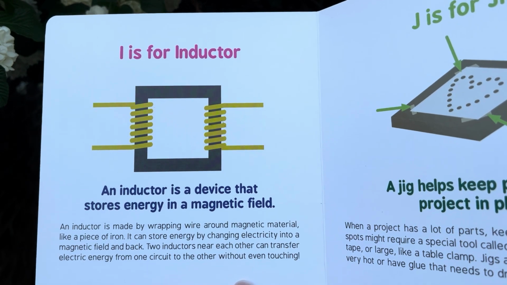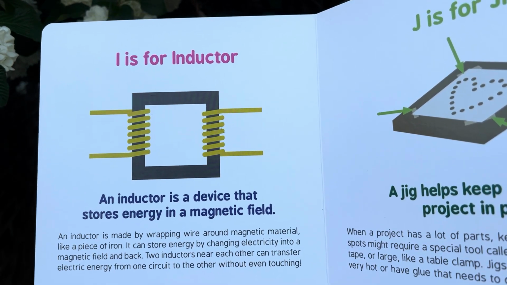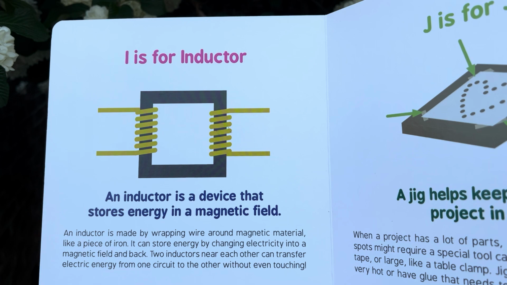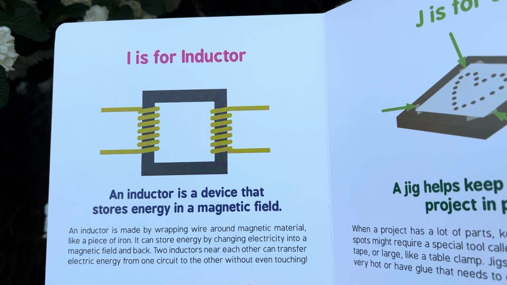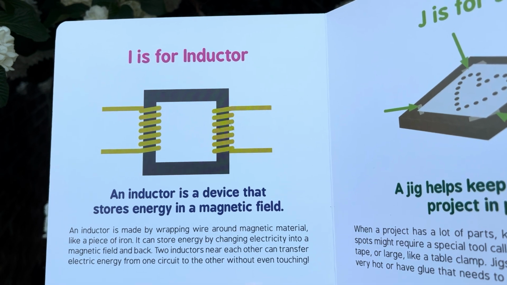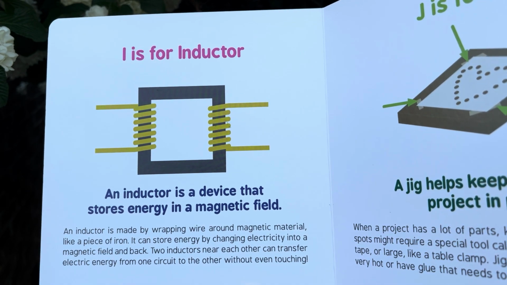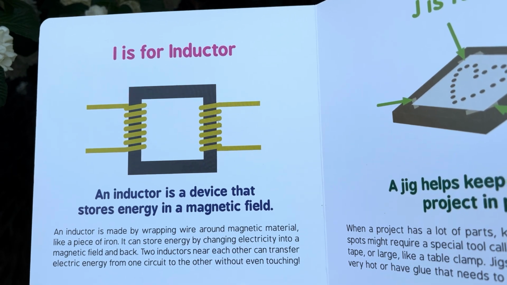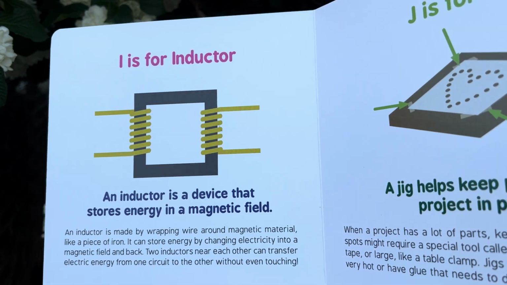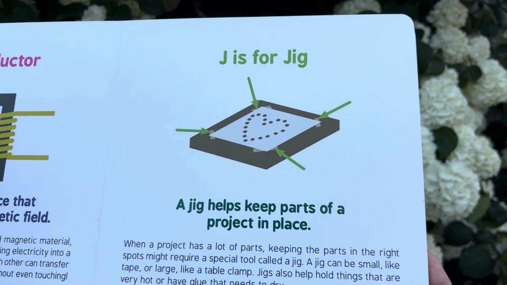I is for inductor. An inductor is a device that stores energy in a magnetic field. An inductor is made by wrapping wire around magnetic material, like a piece of iron. It can store energy by changing electricity into a magnetic field and back. 2 inductors near each other can transfer electric energy from one circuit to the other without even touching.